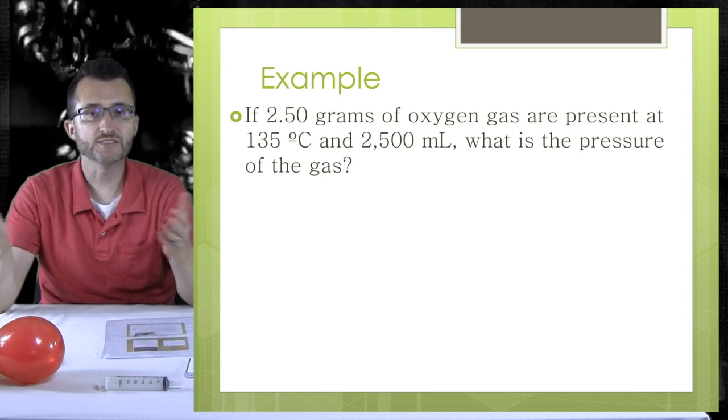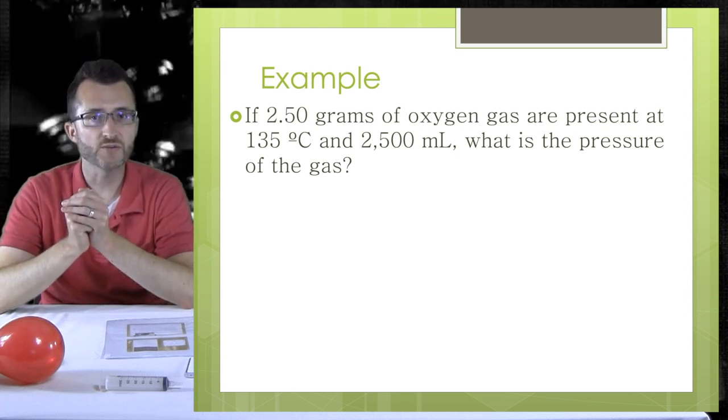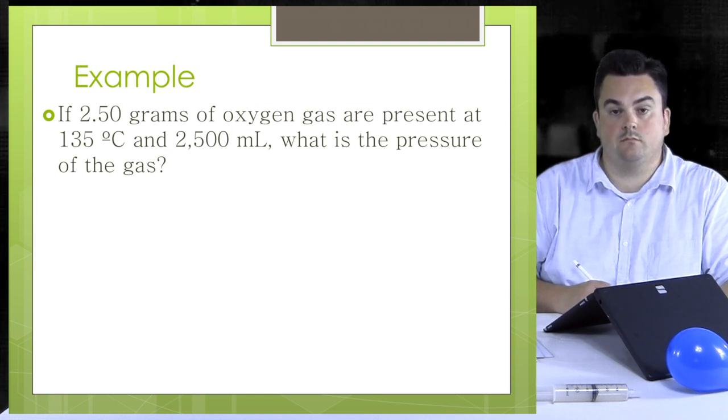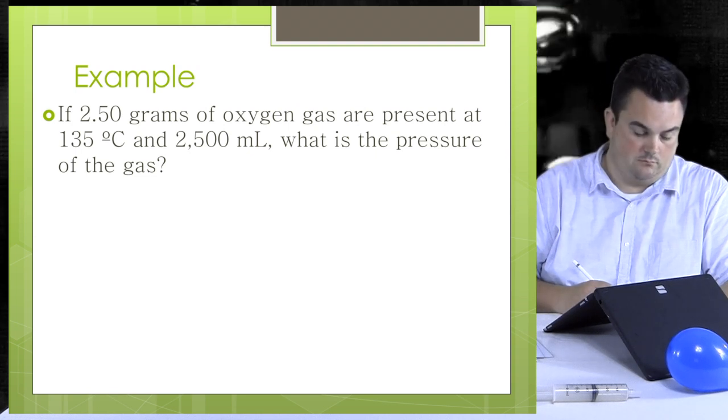Okay! All right, let's do an example of the ideal gas equation. You ready? I am. All right, let's get started. It says if 2.50 grams of oxygen gas are present at 135 degrees Celsius and 2,500 milliliters, what is the pressure of the gas? All right, we're going to do this FSA.